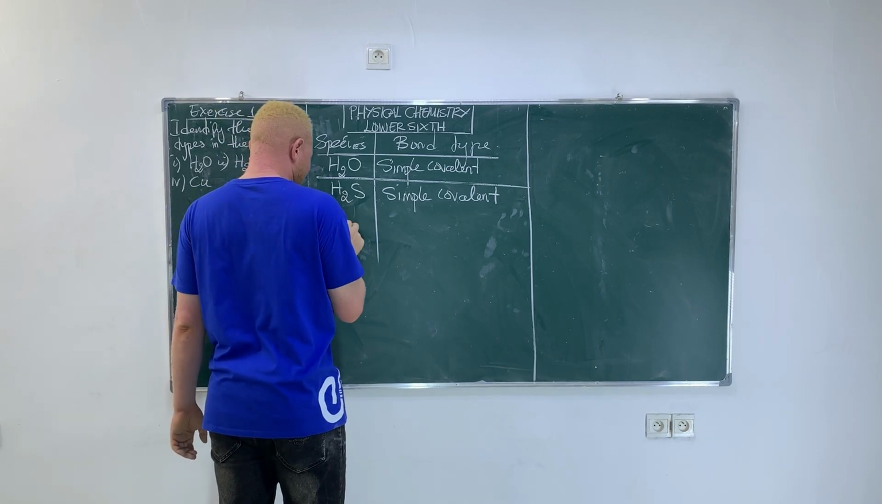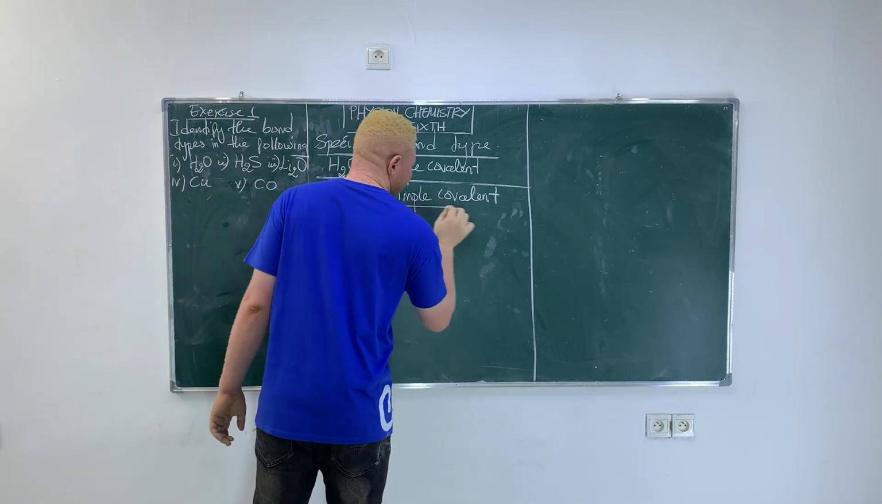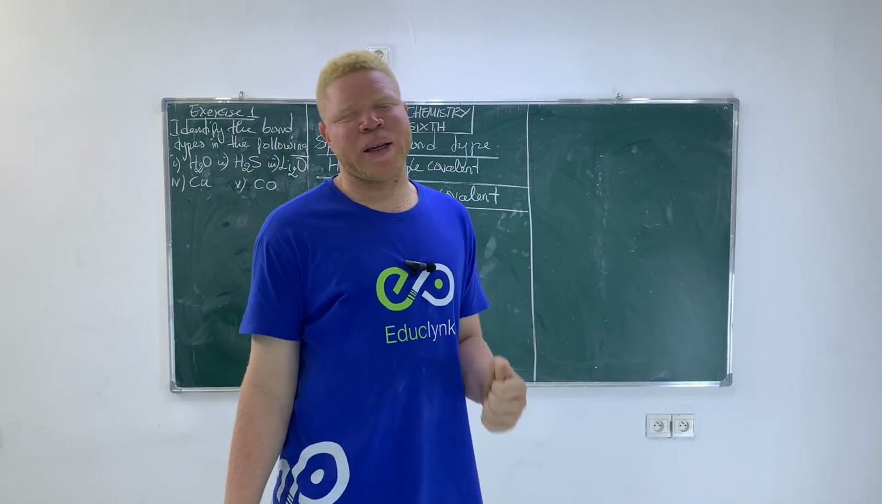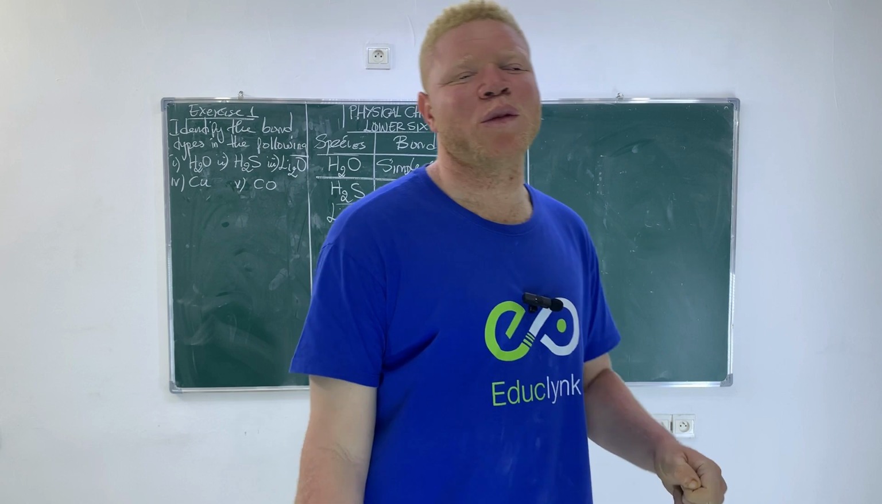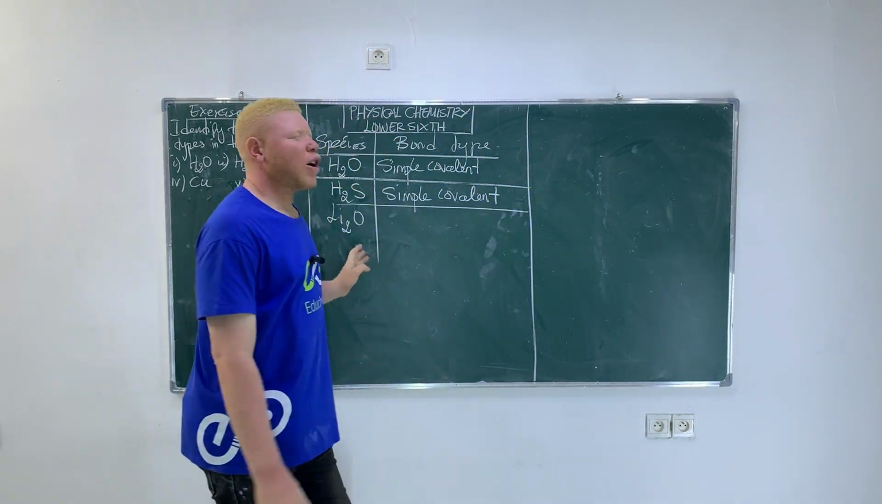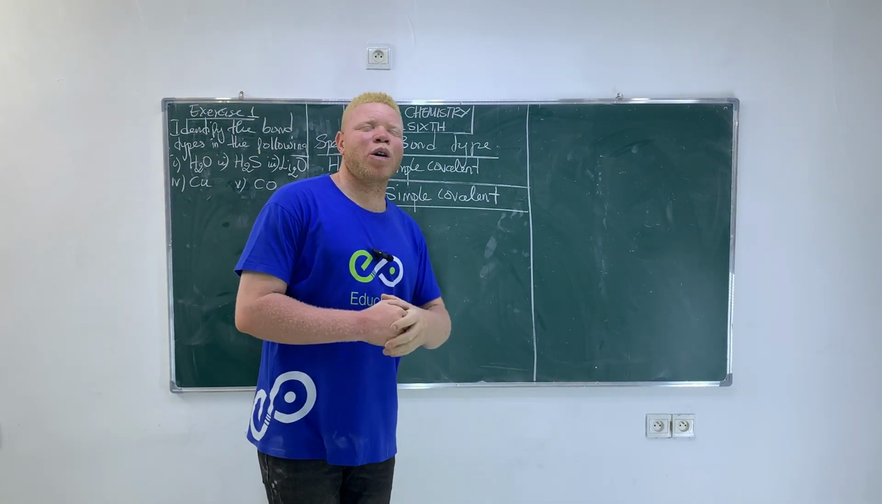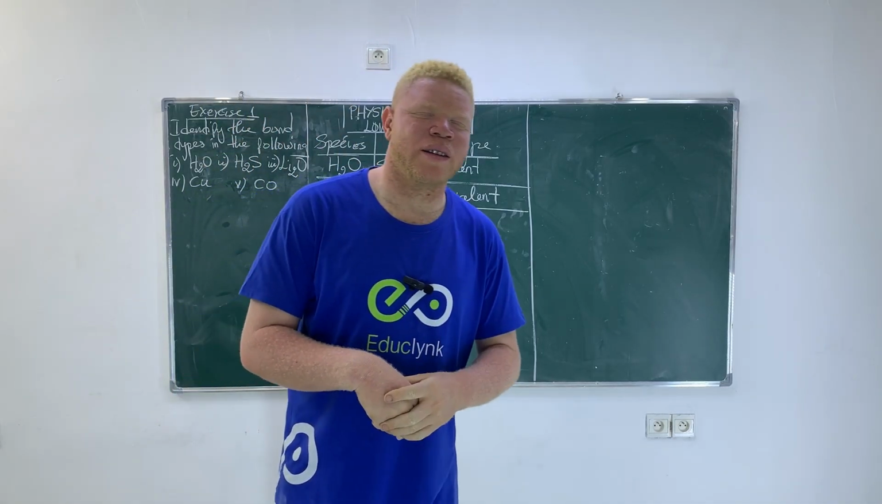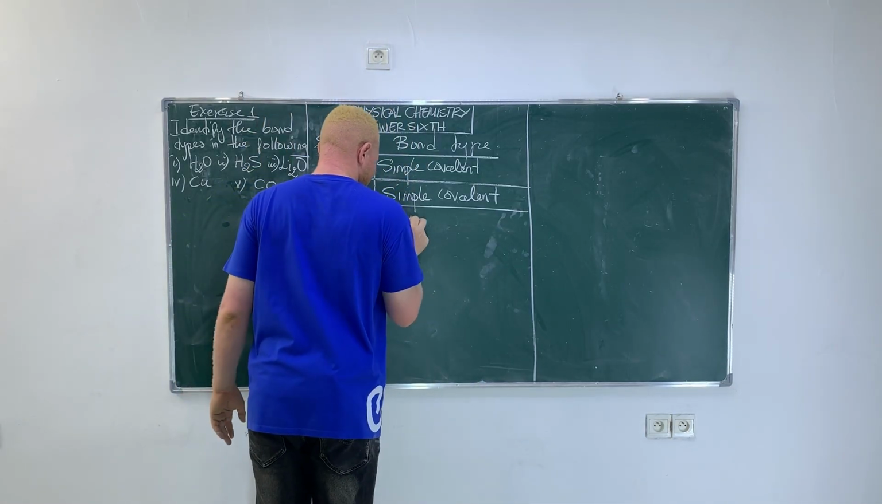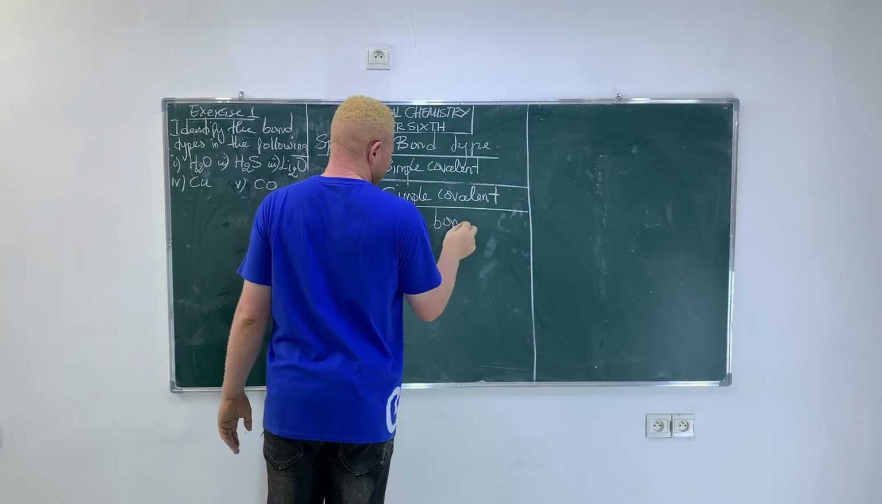Lithium oxide. Actually, lithium is a group 1 element. Obviously, group 1 elements are called alkali metals, so lithium is a metal. Oxygen is a non-metal. And we said clearly that the bond between a metal and a non-metal is an ionic bond. So you have an ionic bond.